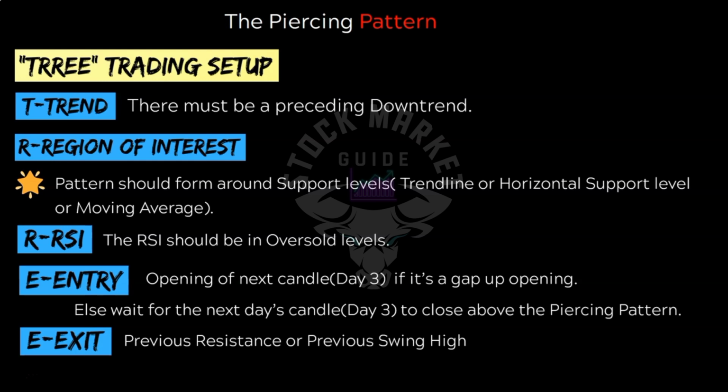Our last step of the strategy is E, that is exit. Now friends, you can take your target at previous resistance or previous swing high. If the previous resistance or swing high is much higher and you don't expect that to cross, then you can even exit at 50% of that level. Or you can even exit with 1:2 risk to reward ratio. As said, take your targets rationally, seeing the overall picture of the market.